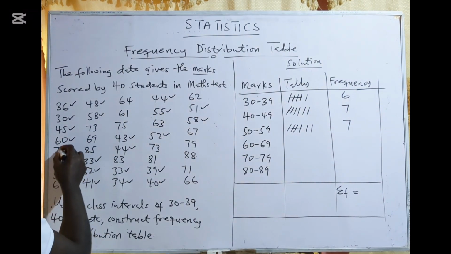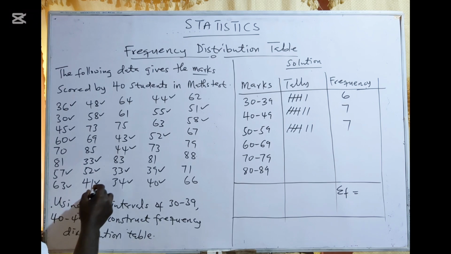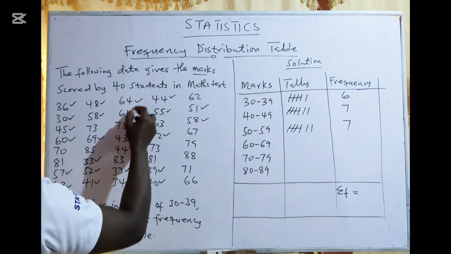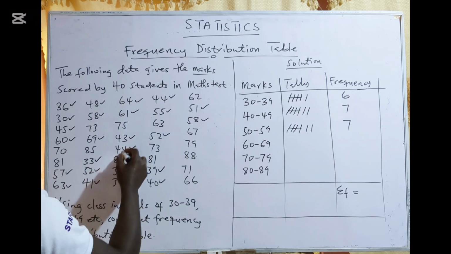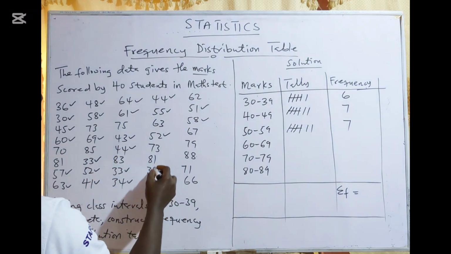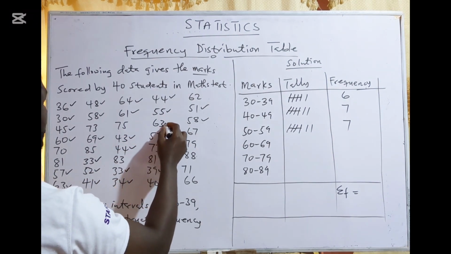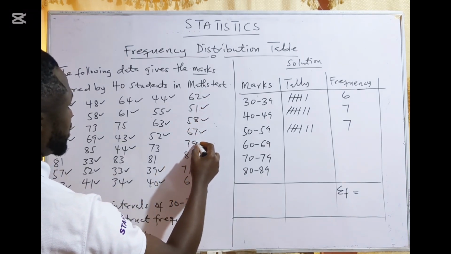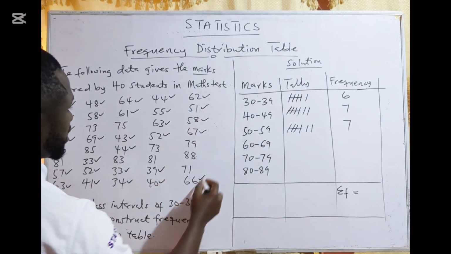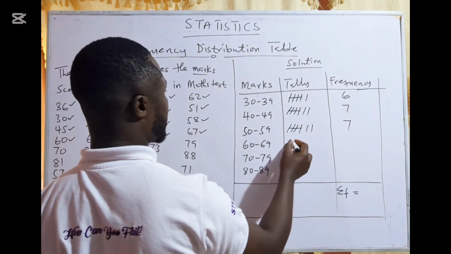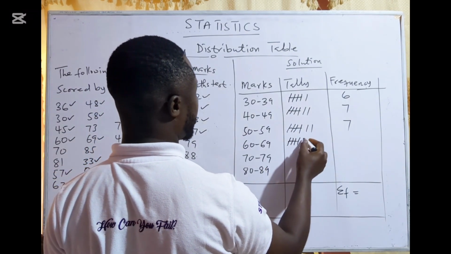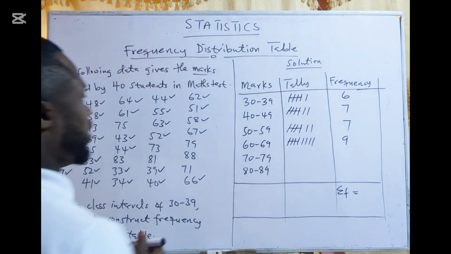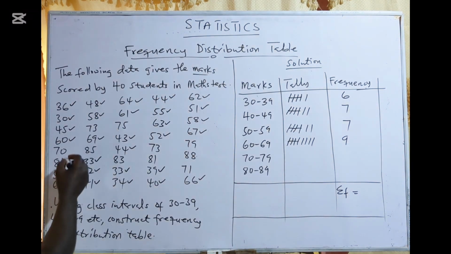Okay. The 60 to 69. 1, 2, 3, 4, 5, 6, 7, 8, 9. So 9: 1, 2, 3, 4, 5, 6, 7, 8, 9. So I have 9.